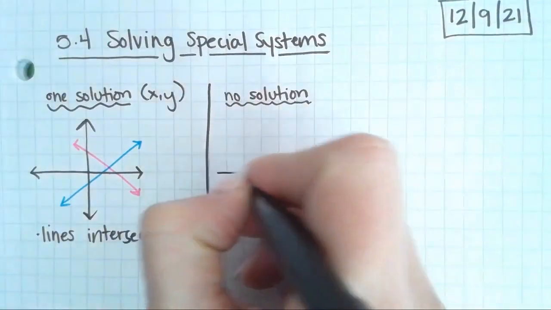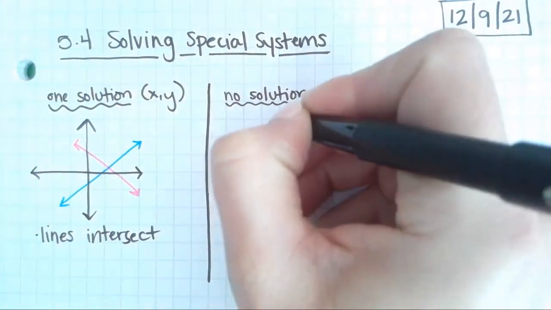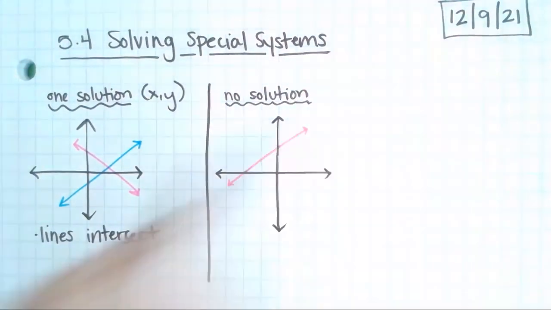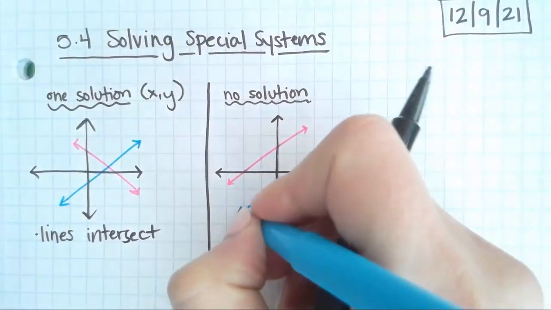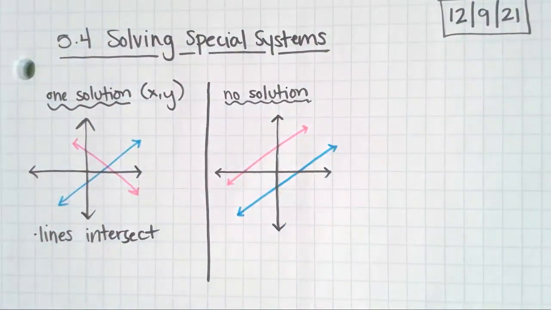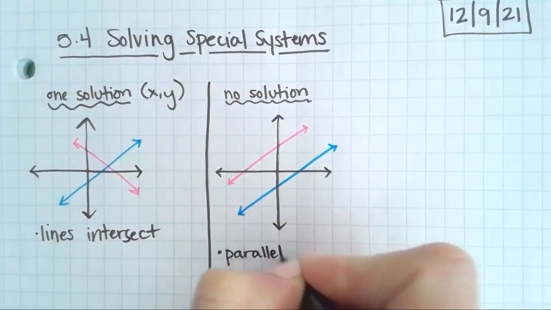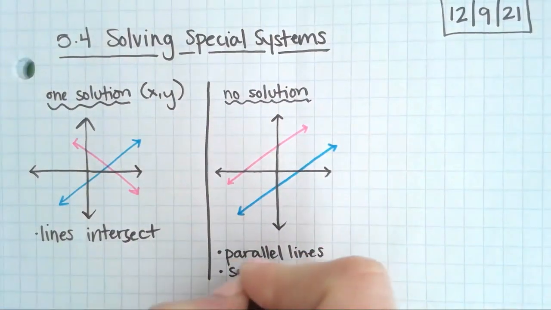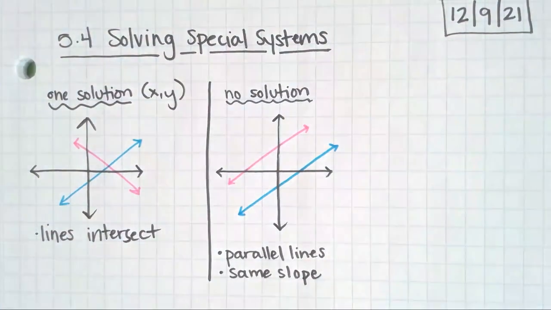So what it would look like on graph is two parallel lines, which we know by definition never intersect. So what we're looking for, parallel lines and the same slope. Okay, because they'll never intersect.